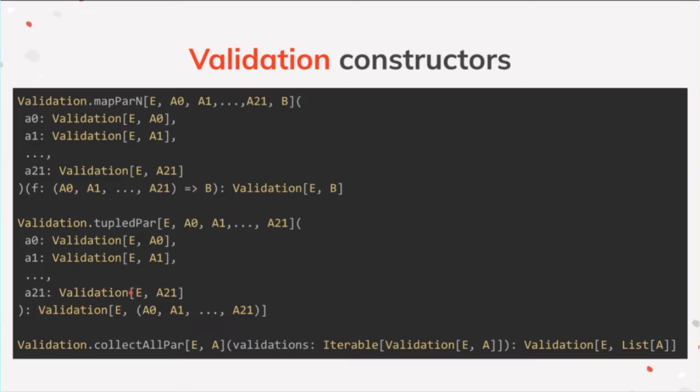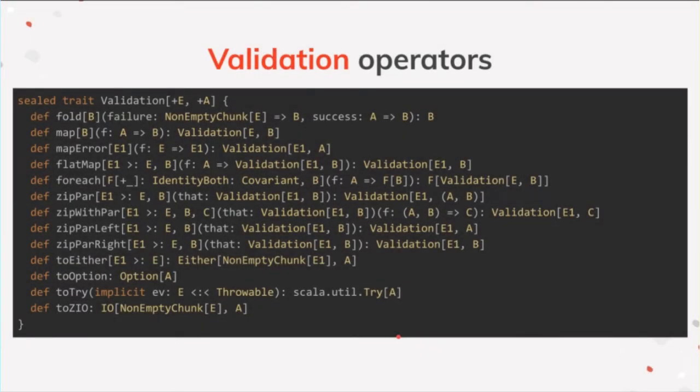So let's try again this validation scenario, but now using the validation data type. As you can see, these private methods for validating first name, last name, and age are pretty similar to what we had before, but now instead of using either, we are using validation. So now, for example, validate first name can either succeed with the first name if it is non-empty, or it can fail with an error message, and similar for the other two cases.